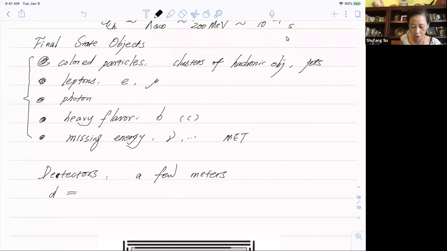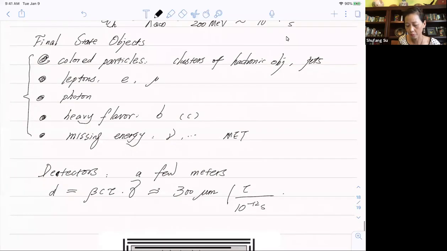The distance it will travel is basically beta c tau times the usual gamma factor. If I translate that into distance scale, it will be 300 micrometers for a decay lifetime of 10 to the minus 12 second, times gamma. So a distance of a few hundred micrometers, which you can see at the most central part, the vertex detector. Then you'll be able to observe the secondary vertex. A lifetime of 10 to the minus 12 second is the characteristic lifetime we'll be looking at. Anything much longer than that will be stable or semi-stable. Anything shorter than that will be an instantaneous decay, where you only see a primary vertex.